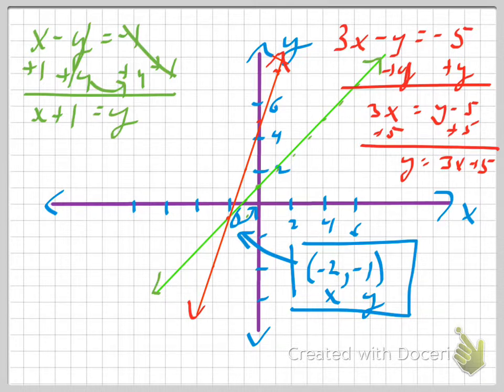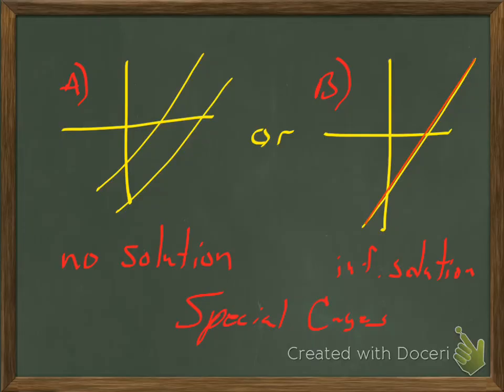So that's it. How do you solve a system of equations? You graph both lines, and you see where they cross. If they come out as parallel lines, they're never going to cross, so there'll be no solution. If they come out to be lines right on top of each other, like in example B, you'll get infinite solutions.